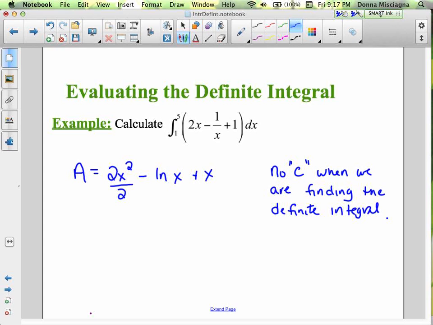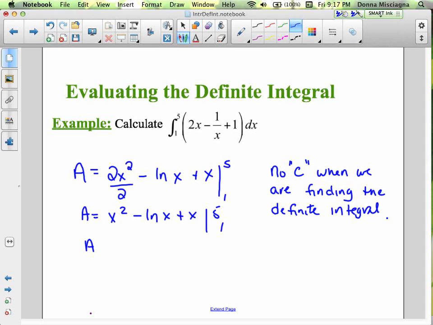Okay, so let's simplify that. And by the way, we have to read this. We are evaluating from 1 to 5. Make sure you write that in, because this is our definite integral. Let's reduce here. That would be x squared minus natural log of x plus x evaluated from 1 to 5.